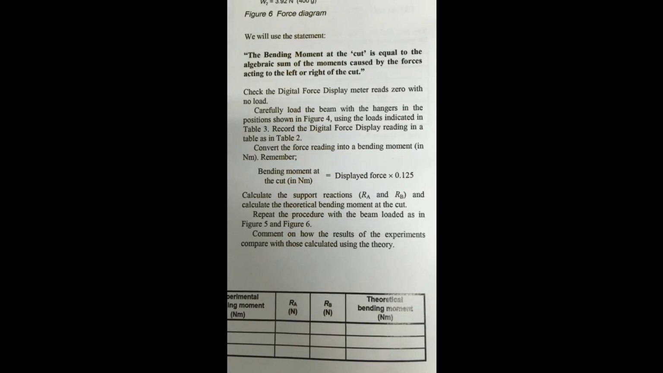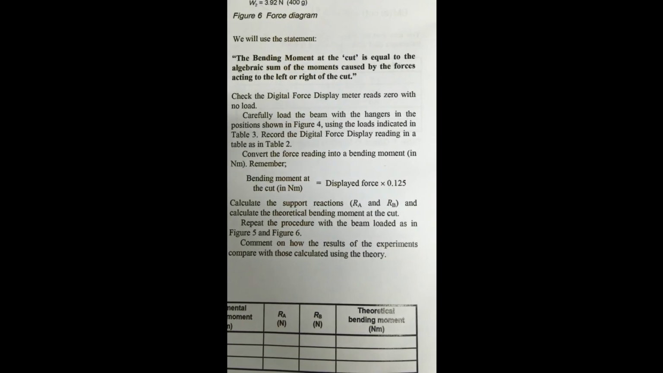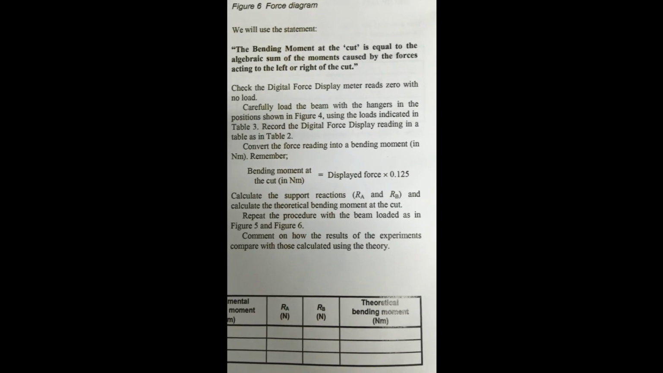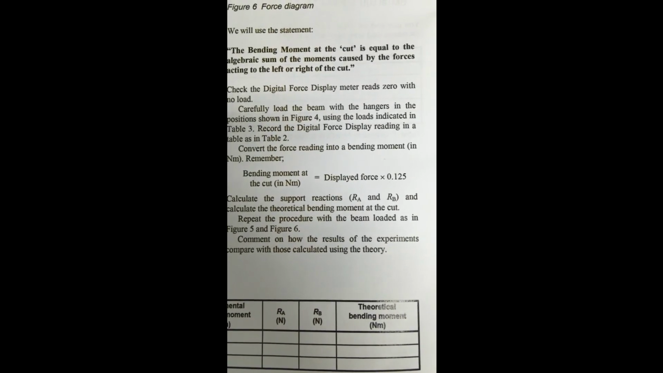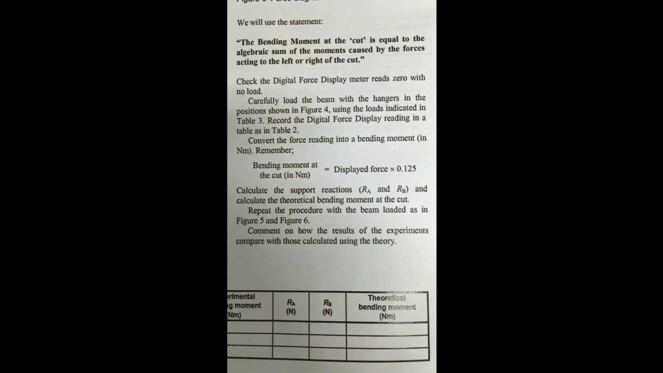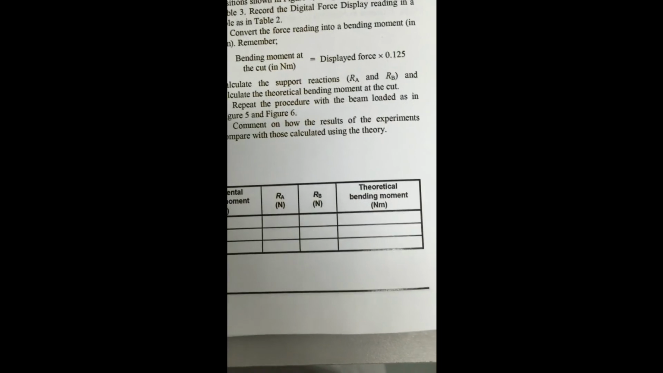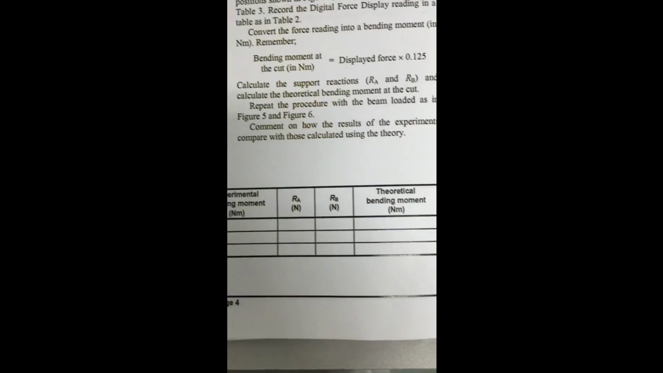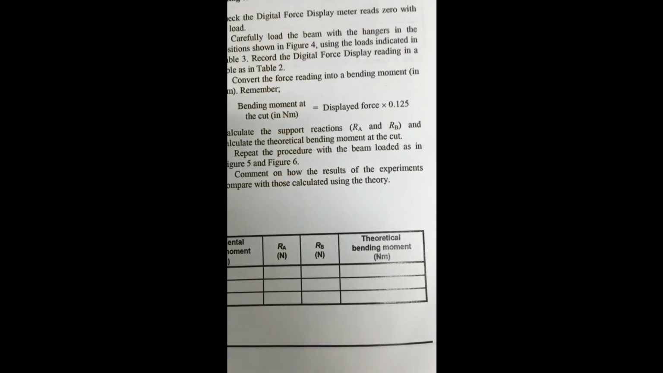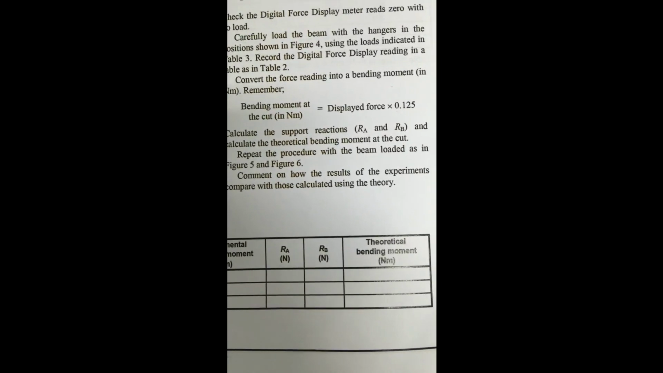In the experiments explained in figure 4 and figure 5, we need to convert the force reading into a bending moment, and remember that bending moment at the cut equal to the displayed force times 0.125. Calculate the support reactions RA and RB and calculate the theoretical bending moment at the cut, and record your calculations and the measurements in this table. Comment on the results of the experiments and compare with those calculated using the theory.